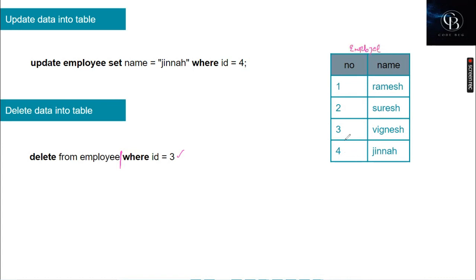where id is equal to 3. Where is the id? This is the id. The record with id equal to 3, I need to delete.